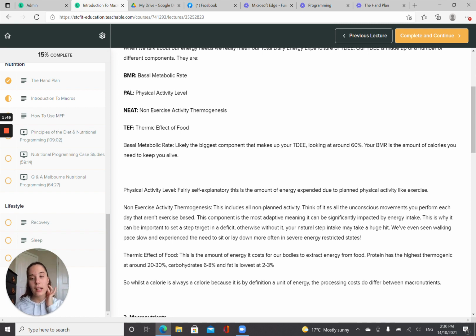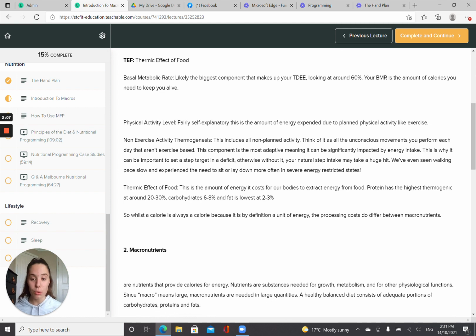This is the amount of calories that you would need just to keep you alive. So if you weren't training, if you weren't moving, if you were just lying on the floor doing absolutely nothing, you would still need this base level of energy coming in to support your ability to just function. Then we've got our physical activity level. This is fairly self-explanatory, and it's the amount of energy that we expend due to planned physical activity.